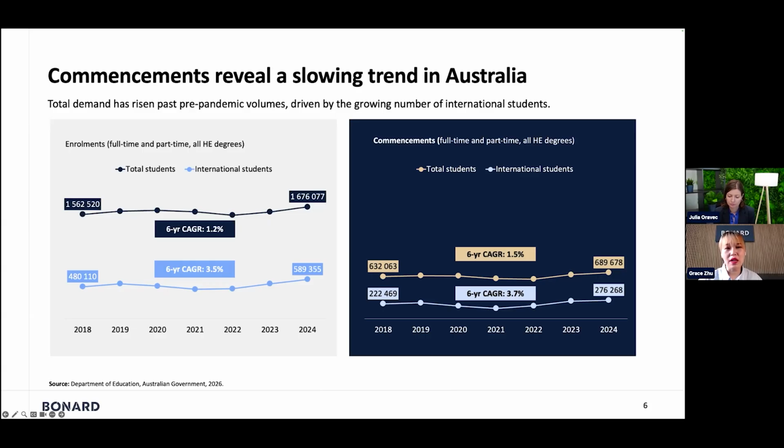Well, the 6-year figure for international commencements is strong at 3.7%. But if you look at the year-on-year change, in 2023 we saw a massive 37% jump compared to the previous year, but in 2024, that growth slowed to just 5%. Which means the recent surge in new student arrivals is moderating right now, which will be the key factor in planning for the upcoming years.